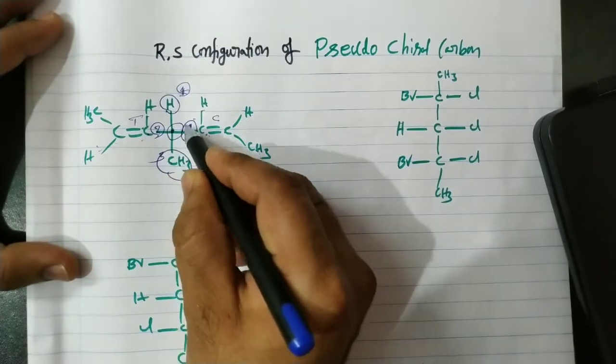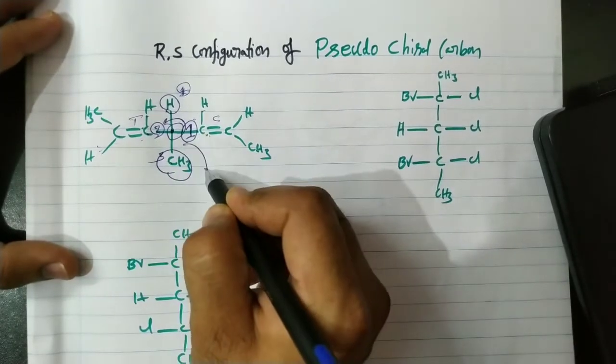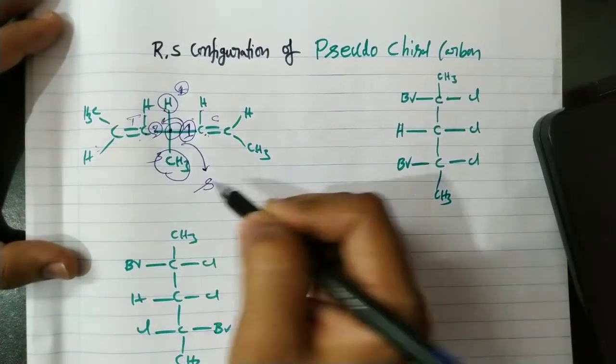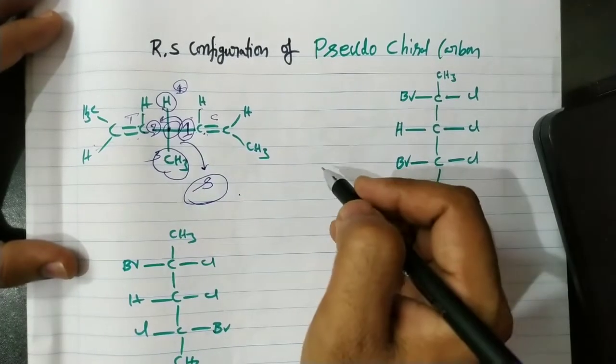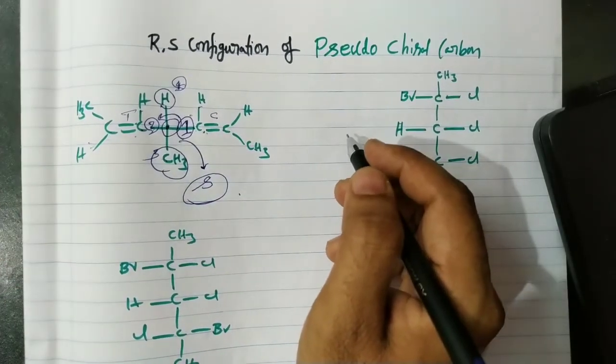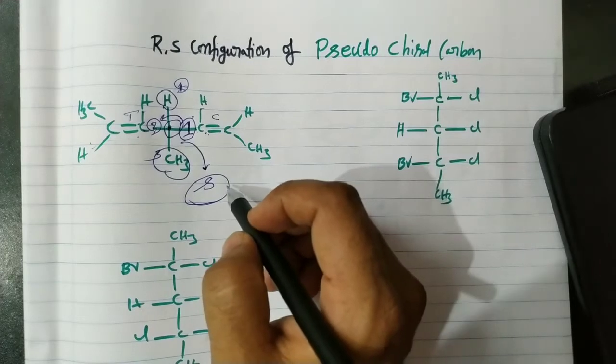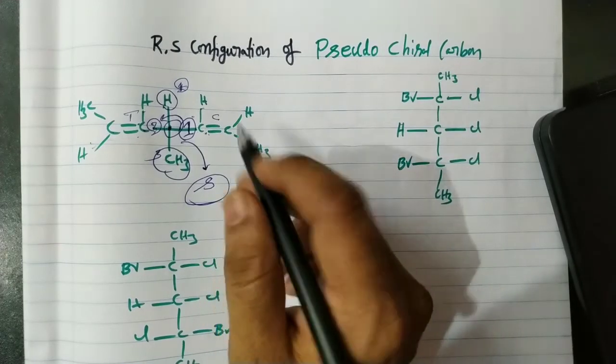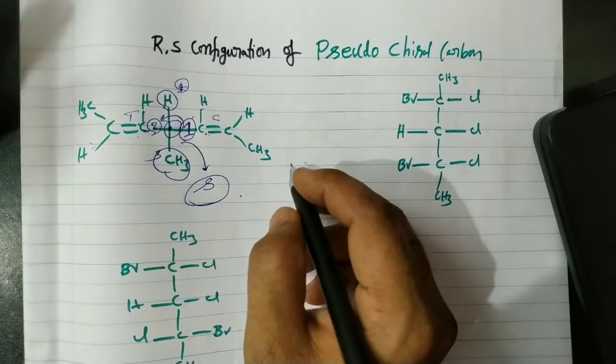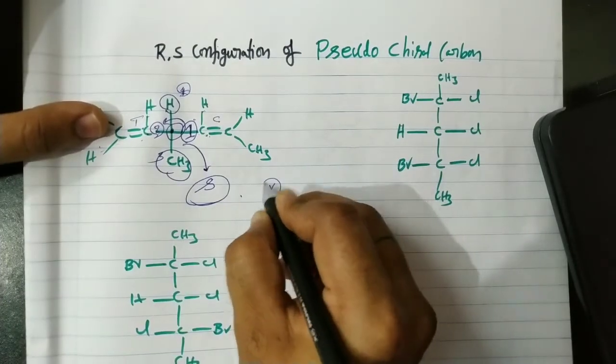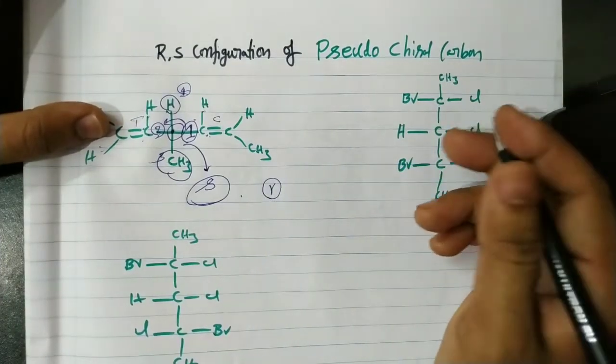So here 1, 2, 3 is the anti-clockwise direction, so its configuration is represented by the small s. Okay, so not capital S. In this case we use the small letter s for anti-clockwise. For the clockwise direction we use small r. That is represented by the small letter.